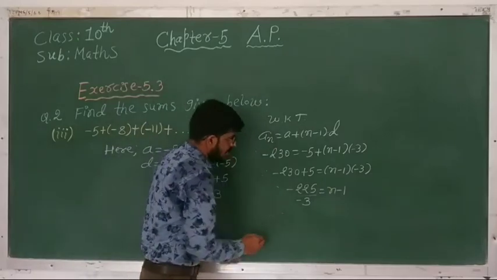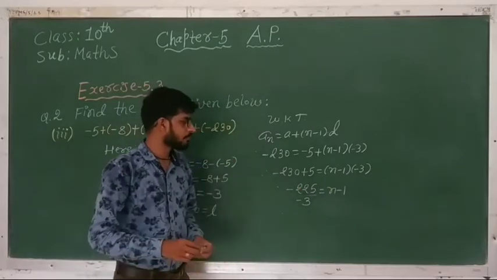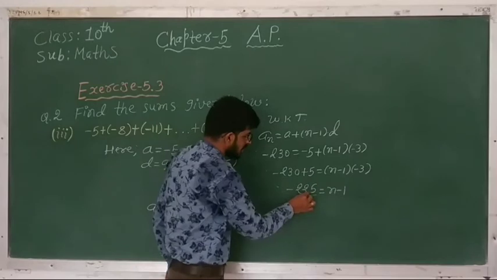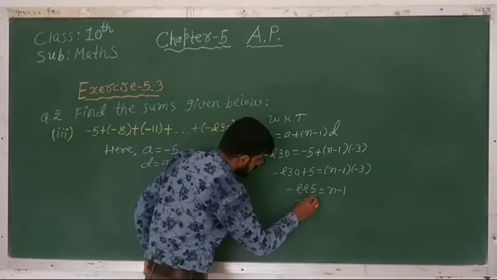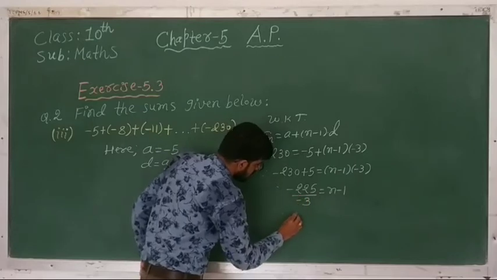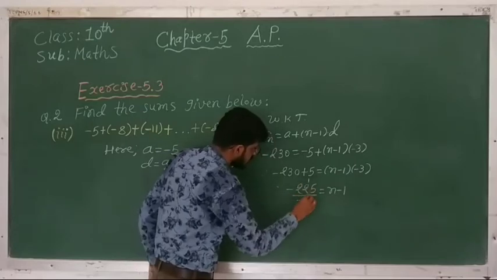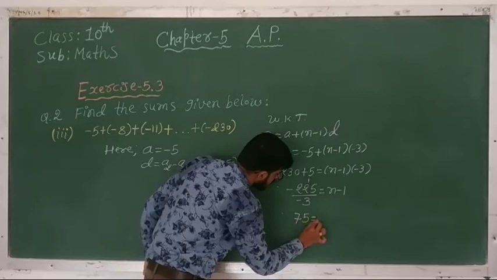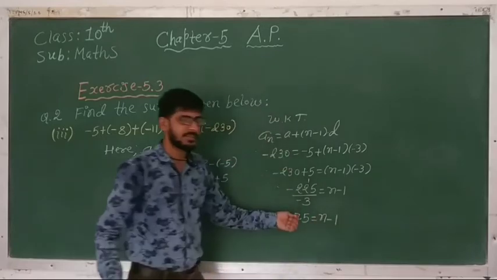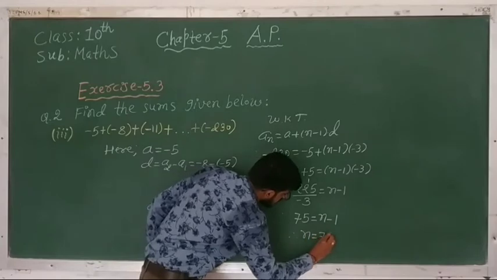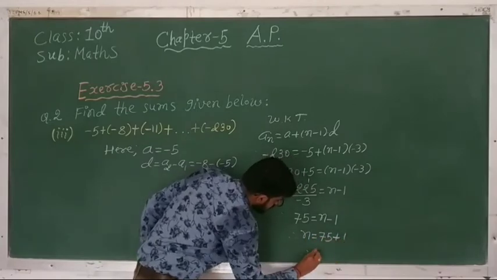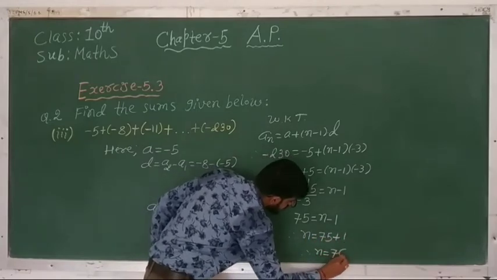Now we have to divide 225 by 3. 5 plus 2 is 7, 7 plus 2 is 9, so it is divisible by 3. So 3 7s are 21, 1, 3 5s are 15, so 75 equals n minus 1. And minus minus cancel out. Therefore, the value of n is equal to 75 plus 1. Therefore, n equals 76.